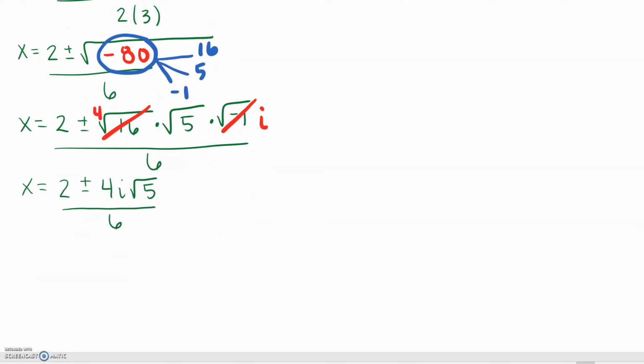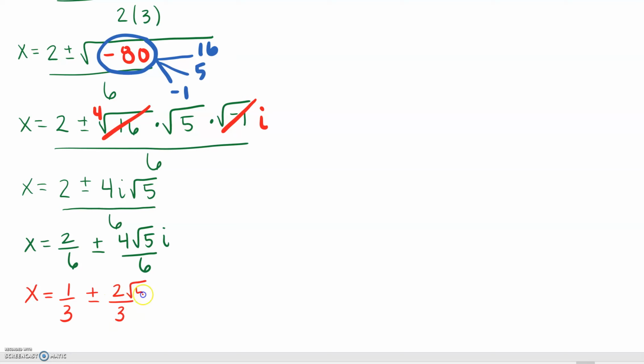Now we're still not quite done because we should be able to break this up and notice the real part and the imaginary part. So my real part would be 2 over 6, which we may come back and simplify in a minute. My imaginary part is 4 root 5i all over 6. If I simplify by getting rid of common factors, from the 2 over 6, I can take out a 2 from each one, and I get 1/3. From the 4 over 6, I can take out a 2, and I'm left with a 2 on top and a 3 on bottom. The root 5 is still there, and my i is still there.